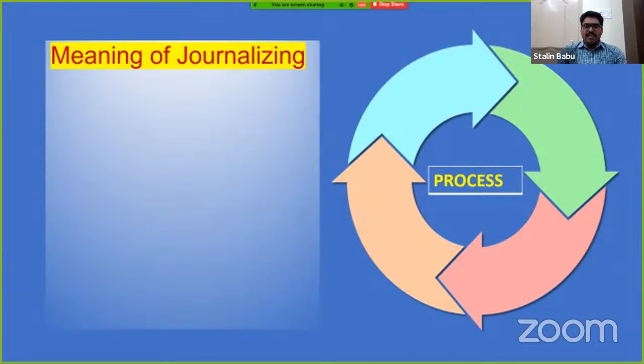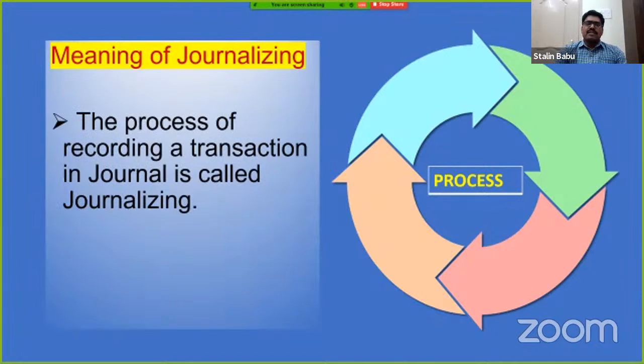So let us see the meaning of journalizing. What is meant by journalizing? Journalizing is nothing but a process of recording business transactions in the journal. So in this process, we record a transaction. Here we analyze the given business transaction, follow the double entry bookkeeping system, and apply the classification of accounts and accounting principles to record the business transaction.